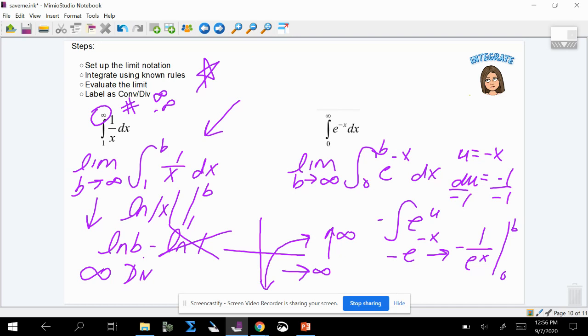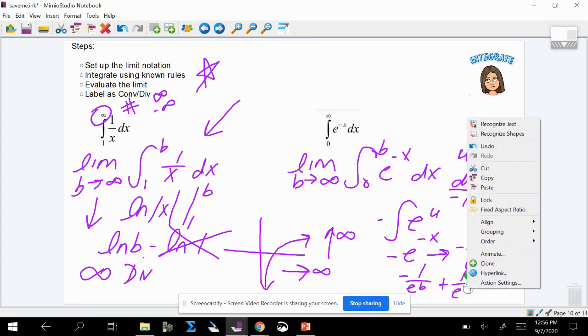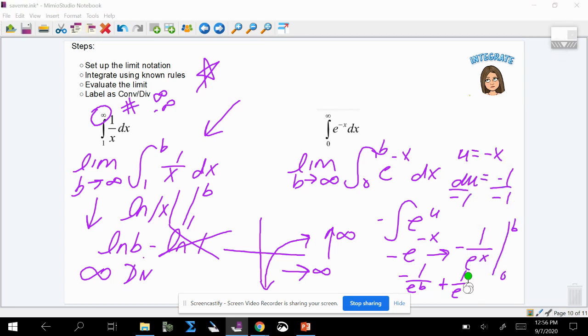So when we put our boundaries in, we get -1 e to the b minus a minus, so plus 1 e to the 0. E to the 0 is 1.